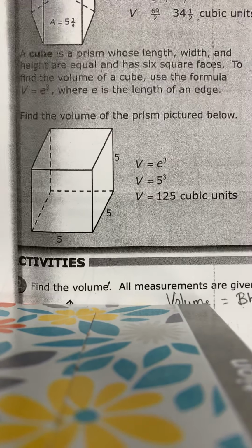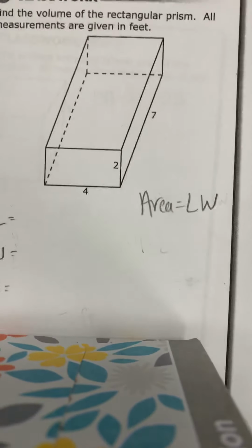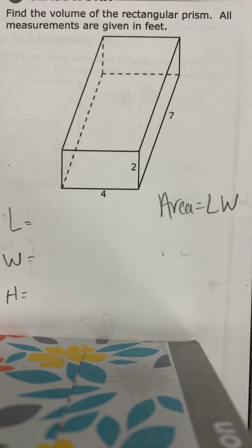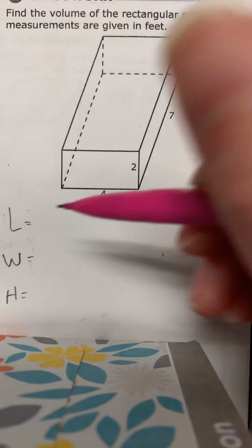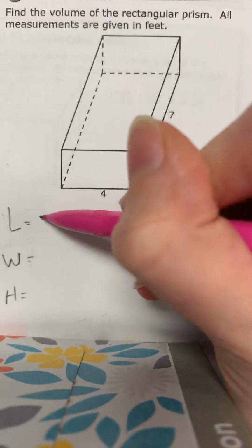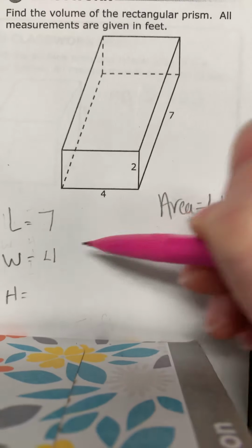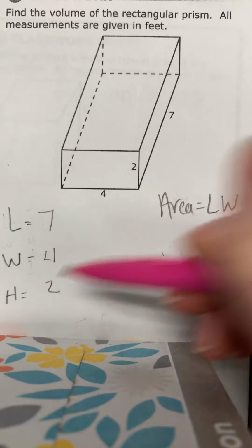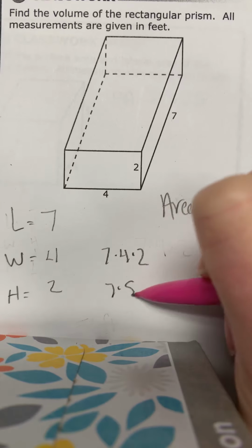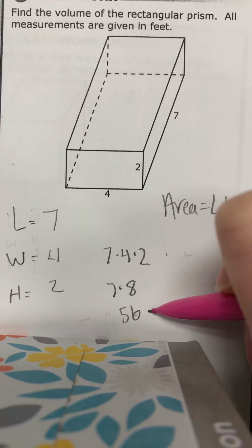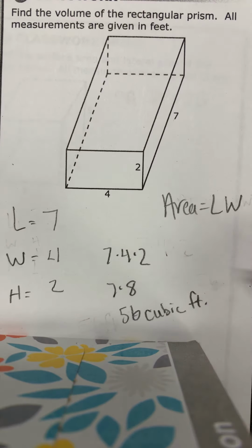So let's go ahead and scooch over to the classwork. Okay, so you are to find the volume of a rectangular prism. All measurements are given in feet. So traditionally, this is how you do it. Your length is 7, your width is 4, and then your height is 2. And all you really have to do then is take 7 times 4 times 2. So 7 times 8 is 56, right? So you put 56 cubic feet. That's what they had.